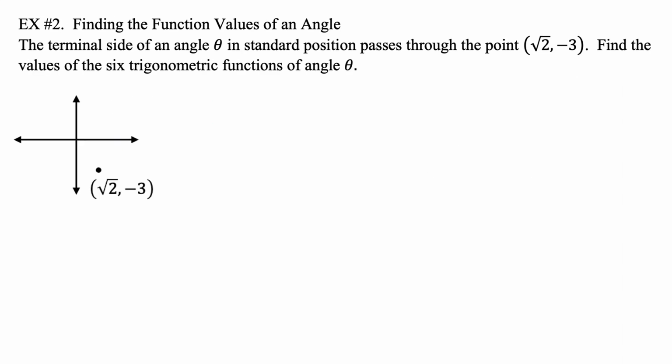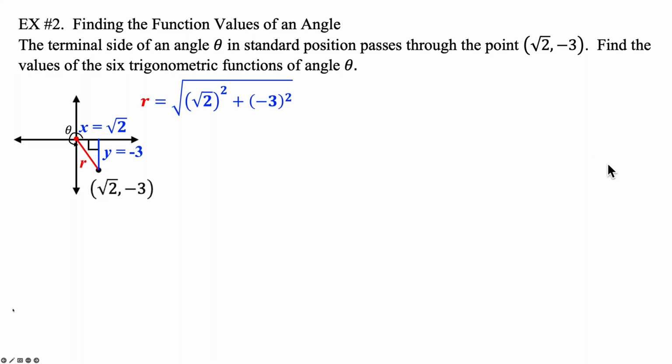Example 2, finding the function values of an angle, the terminal side of an angle. Same type of situation, but now we're at square root of 2 comma negative 3. Find our 6 trig values. So we draw our r, build our right triangle, put in x, put in y, do our Pythagorean theorem. The square root of 2 squared is 2.